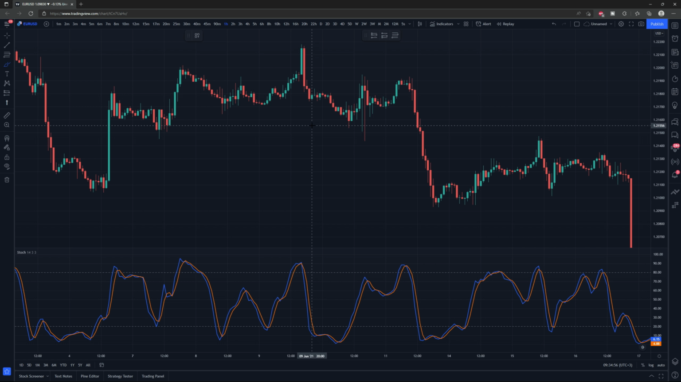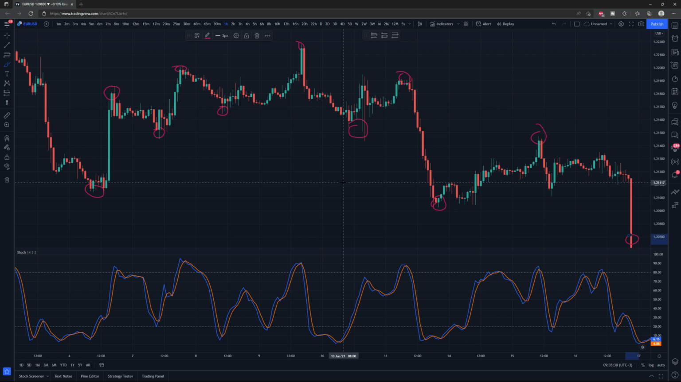Well, market structure, all I'm meaning by that is the formation of either higher lows and higher highs in an uptrend, or the formation of lower lows and lower highs in a downtrend. So that's all I mean by market structure. Very simple. It's going to tell us what the trend is currently. Either we have a lower high and a lower low in a downtrend, or we have a higher low and a higher high in an uptrend. Okay, so this is important to understand.